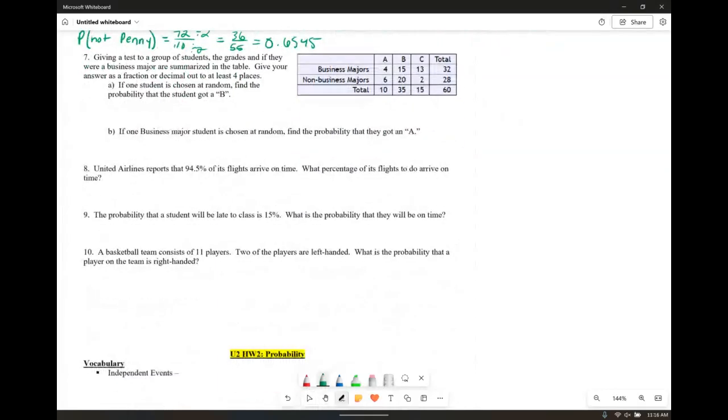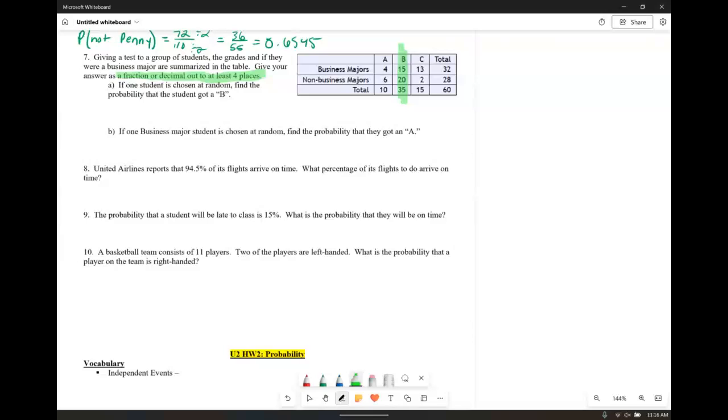Next example. Let's see, I've got this little table here. It's called a contingency table. And let's answer some questions about it. Let's see. We have a group of students. They're business majors and non-business majors, fraction or a decimal. Okay. If a student is chosen at random, find the probability that the student got a B.